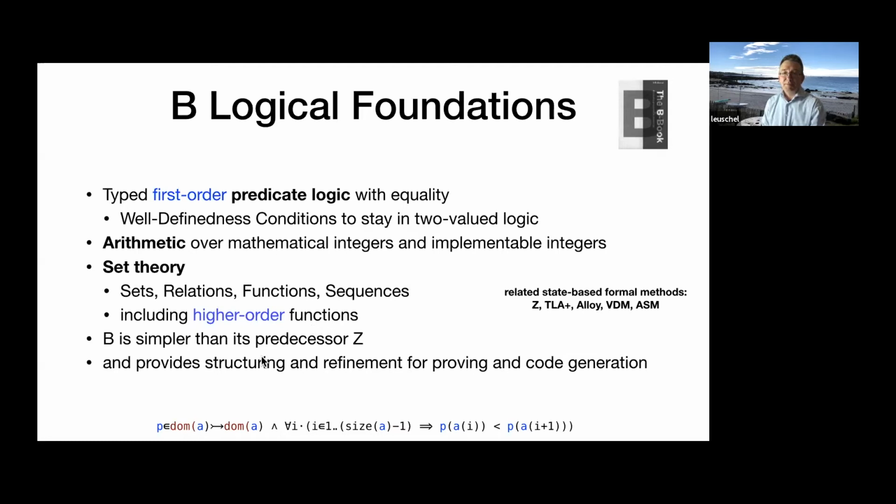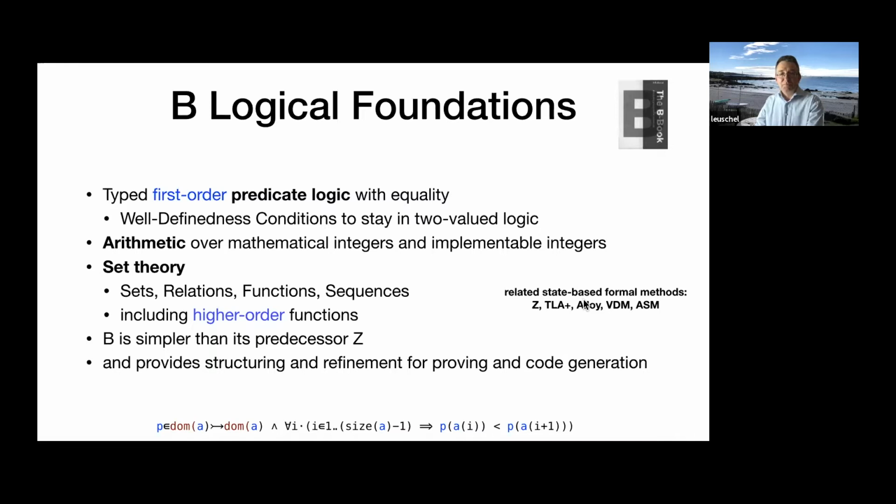A big issue, where Cliff Jones may know much more about that than I do, is well-definedness, where there are subtle differences between all these formal methods. TLA+ is untyped, B has first-order predicate logic at its heart, with well-definedness conditions and two-valued logic, whereas VDM uses the logic of partial functions.